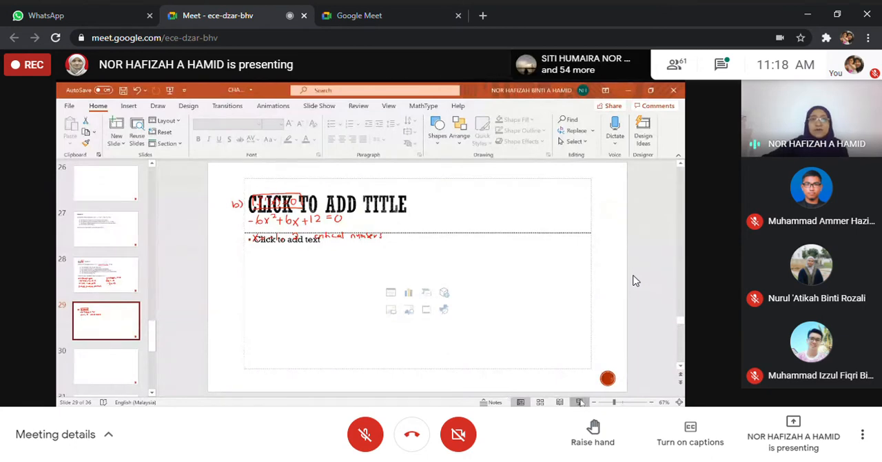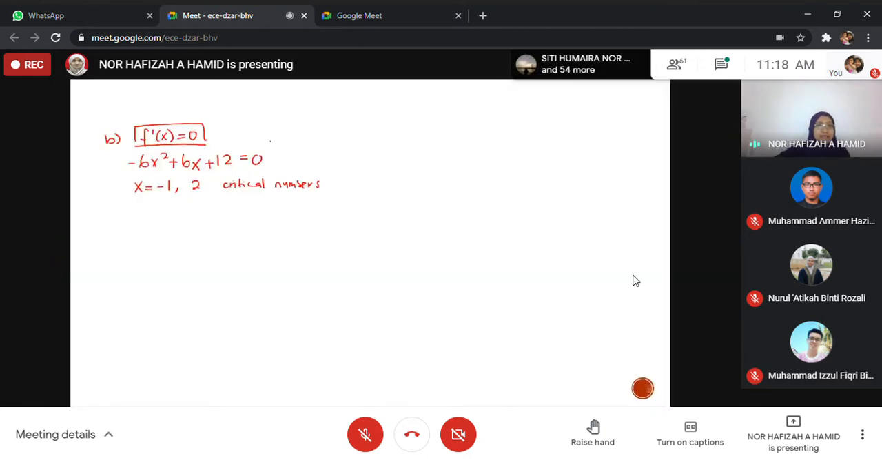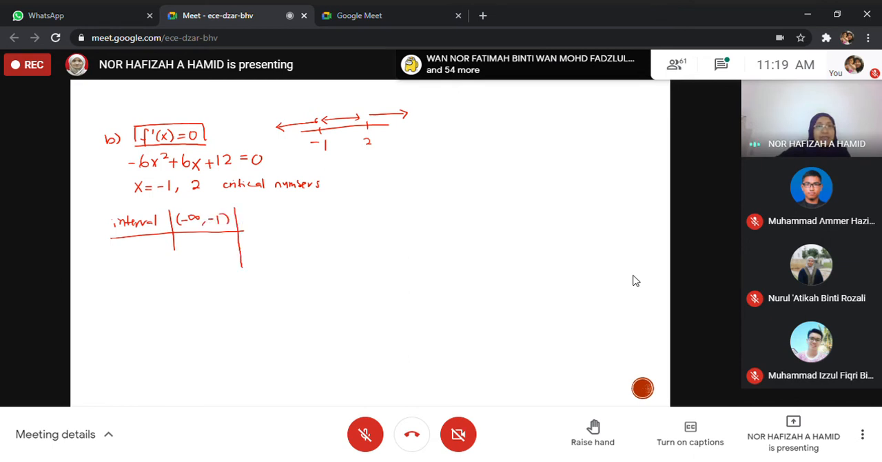So for B, the critical numbers are x equal to -1 and x equal to 2. From these critical numbers, we can form a sign diagram. So we have -1 and 2. For the sign diagram, to determine the intervals, first you choose less than -1, between -1 and 2, and last, greater than 2. So your intervals start with negative infinity to -1, next -1 to 2, and 2 to infinity.